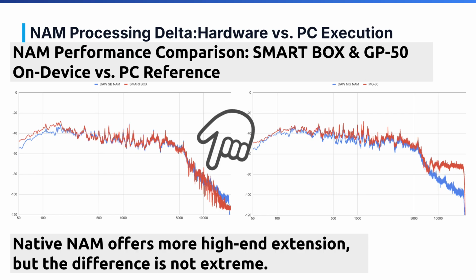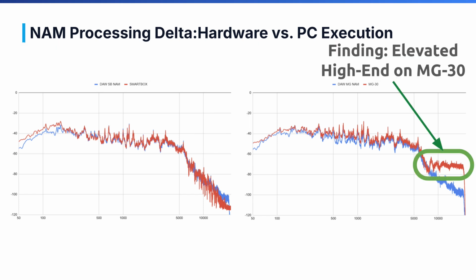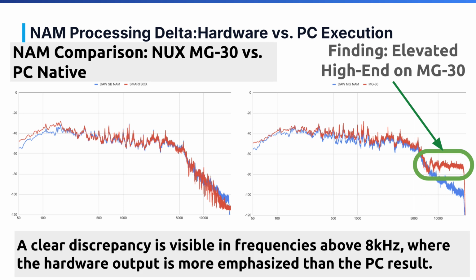Look at the result. On the left, Hotone. Hardware output versus PC native is very close. The blue native curve is slightly more extended, but not drastically. On the right, MG-30: internal hardware boosts the highs, but the PC NAM version of the same DI stays natural. Only the MG-30 hardware internal processing shows this unique level shift.